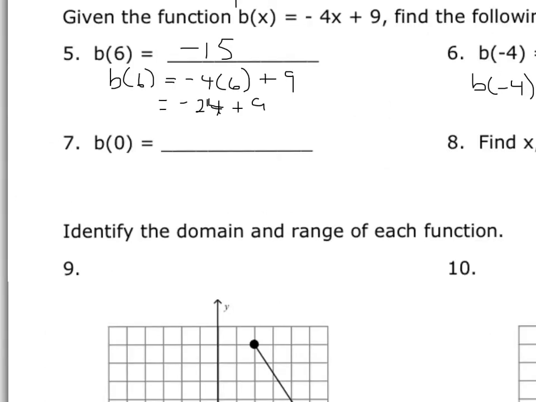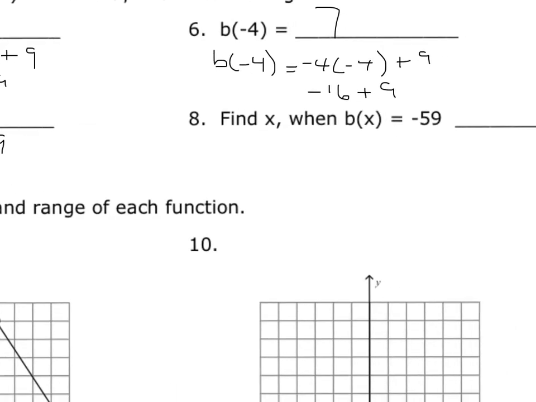Okay, number 7, b of 0. So they're asking us to substitute 0 in for x. So I'm going to go ahead and write b of 0 equals negative 4 times 0 plus 9. Anything times 0 is 0, and 0 plus 9 is 9. So when x is 0, the y value is 9. So if that was an ordered pair, it'd be (0, 9), which is also the y-intercept.